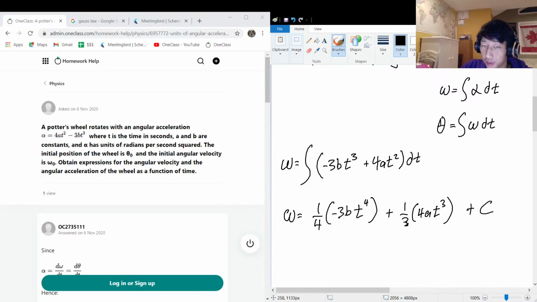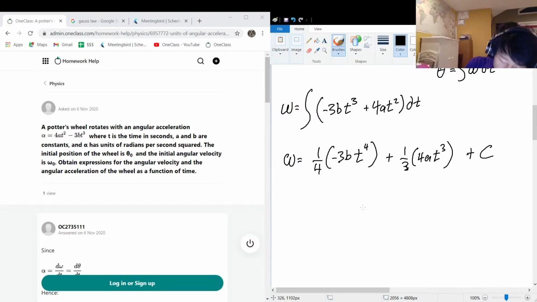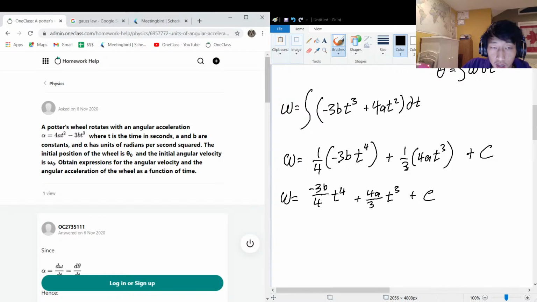Yeah, so this is what our equation looks like now. We could rewrite this as omega equals negative 3b over 4 t to the power of 4, plus 4a over 3 t cubed, plus c. And we know that the initial angular velocity is omega naught.